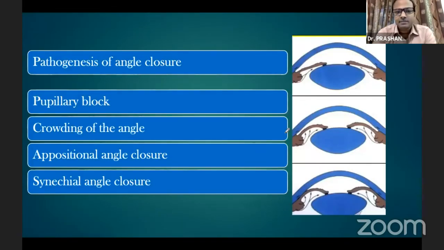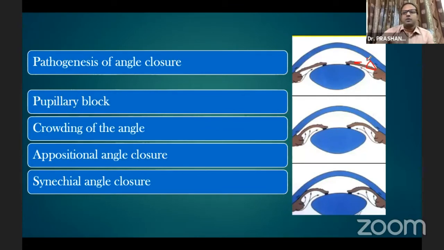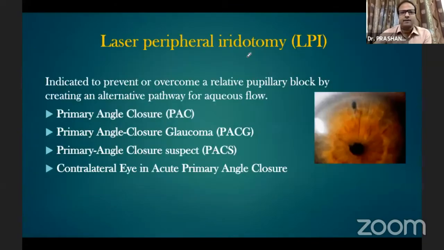To understand the management of angle closure, we have to first understand the pathogenesis of angle closure. The first event is usually a pupillary block, which leads to anterior bowing of the iris, and then crowding of the iris, which leads to a positional angle closure. Further, if we don't interrupt the process, it will lead to synechial angle closure, and then an episode of angle closure glaucoma.